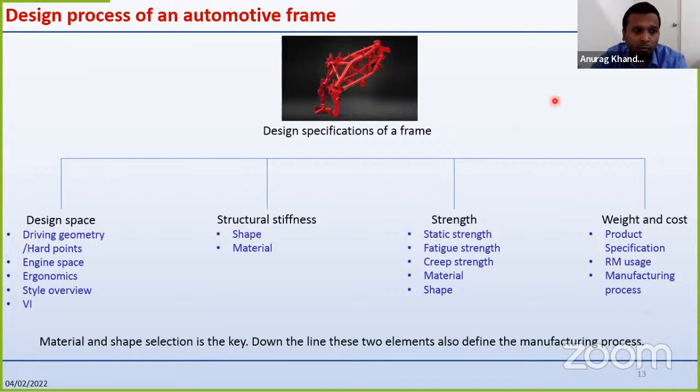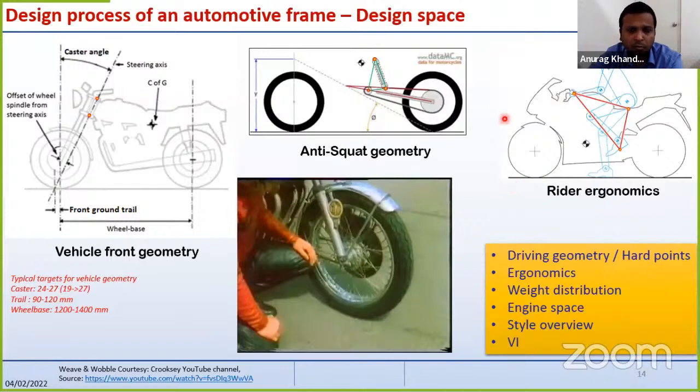So based on these four specifications, material and shape are the key elements. What material we choose as a designer, and what shape we choose, has an impact on the manufacturing process also. Next, we will see in detail what design space is. The frame helps to define vehicle geometry and vehicle space. Vehicle geometry is responsible for vehicle handling characteristics.